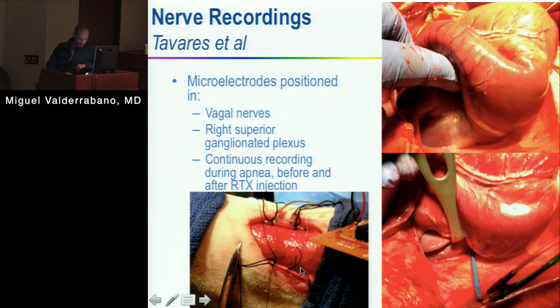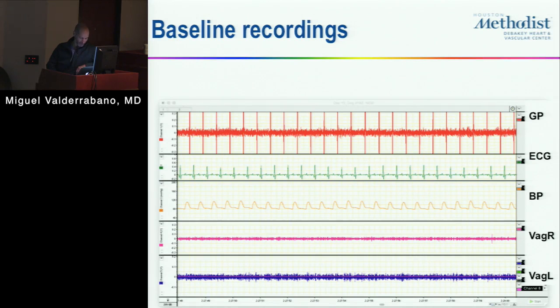And we're also recording the vagal nerves in the dog. And then we go through the same protocol. So I'm going to show you one example. We've done 3 dogs with this. So this is how it looks at baseline. This is the ganglionated plexi, so the plexus of the right pulmonary veins, as I showed you.